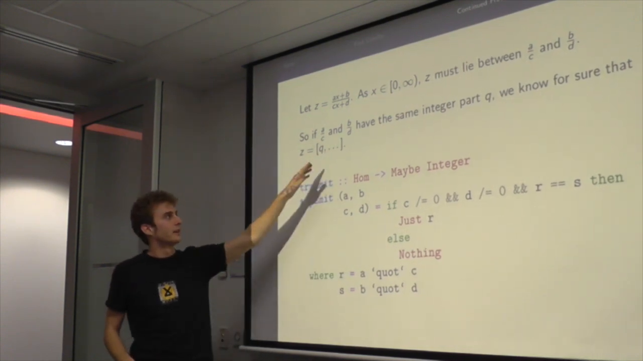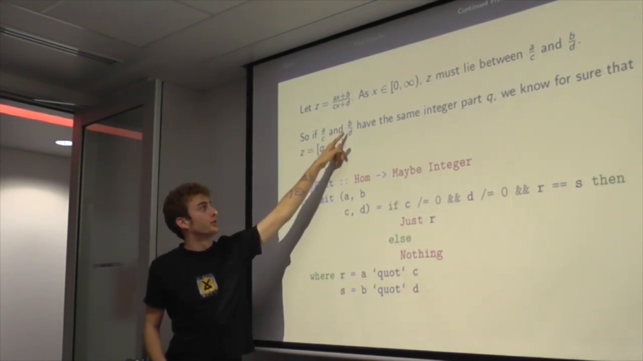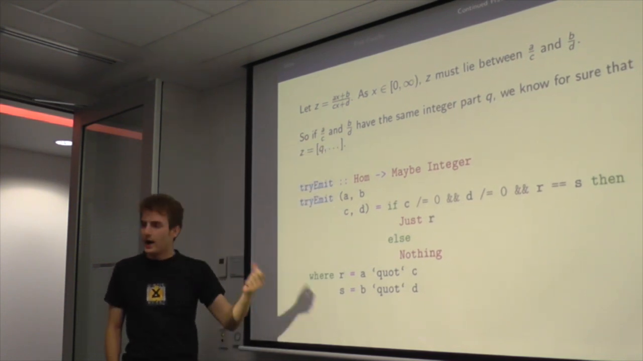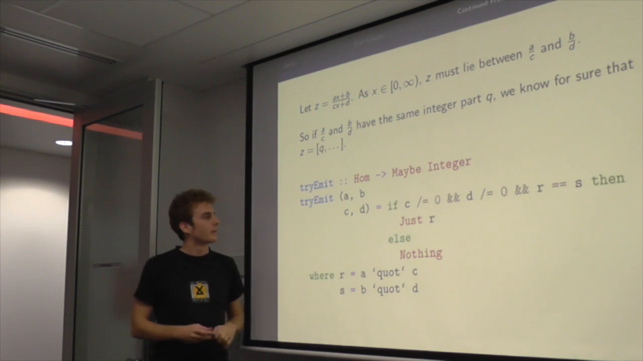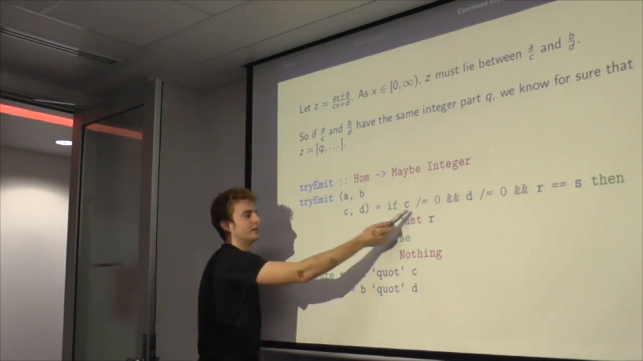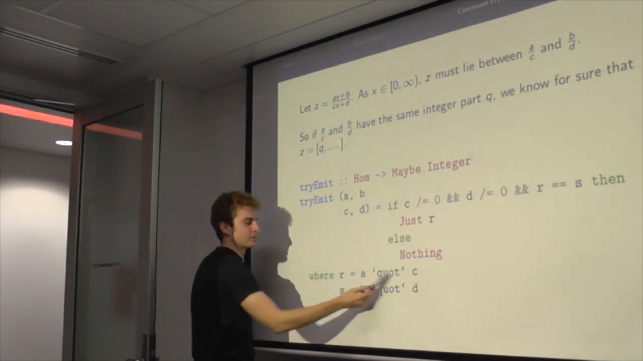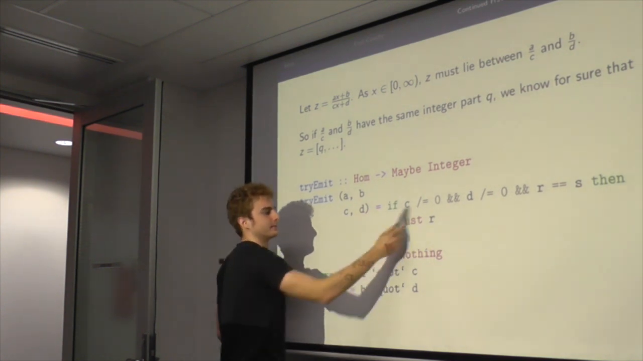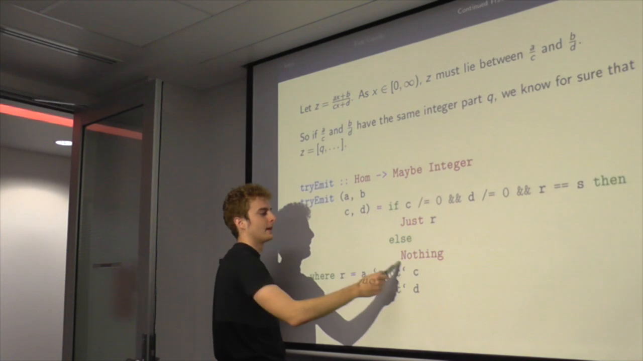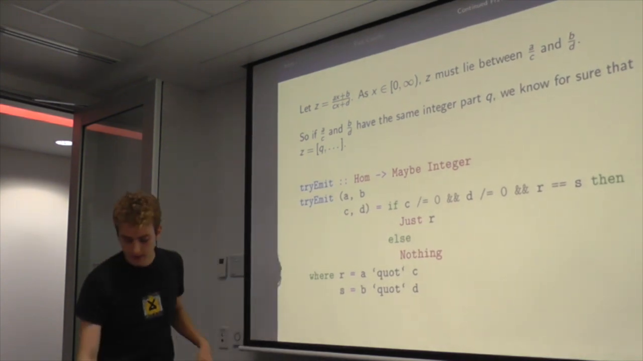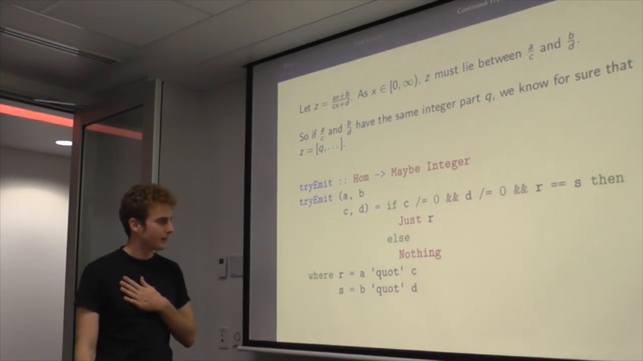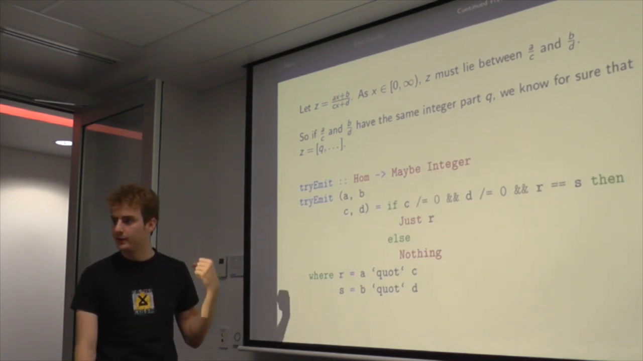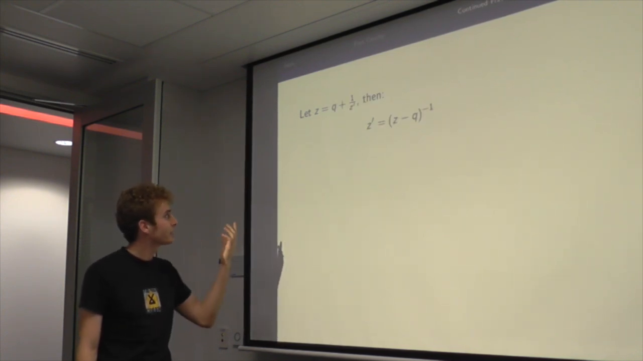Because if we take the floor of that, no matter what our x turns out to be, it's always going to be the same. So if we take a hom, we can try and emit a term from it. As long as our c and d aren't zero, we look at the integer part of a over c and the integer part of b over d, and if they're the same, we can pull that out, and if not, we can't do anything. So then, the final piece of the puzzle is what happens to our hom when we pull a value out the front of it. So we've got another slide of maths.